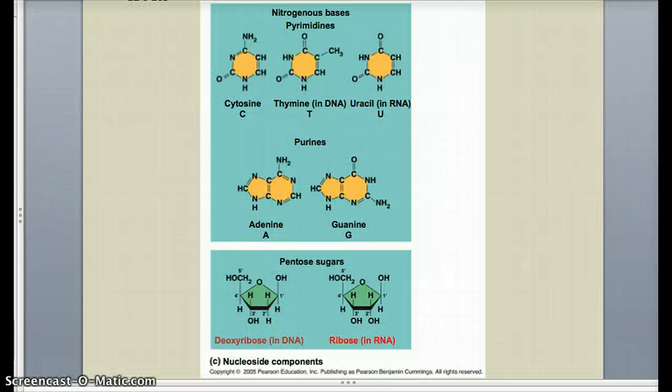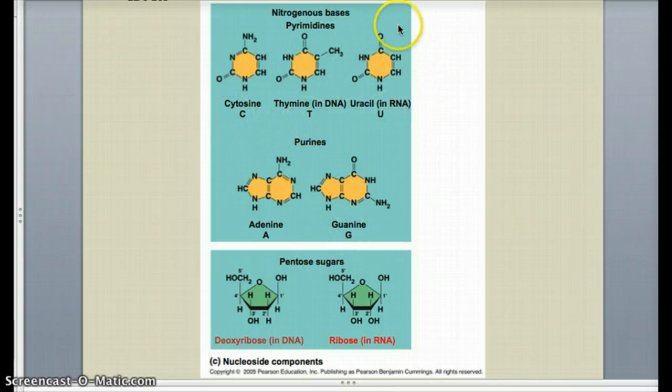There are two families of nitrogenous bases. There are some that have a single ring, and there are others that have a double ring. The ones that have the single ring are called pyrimidines. And the two pyrimidines that we find in DNA are called cytosine and thymine. You're going to need to know those names. The two purines in DNA are called adenine and guanine. So they're abbreviated by their initials A, G, C, and T.